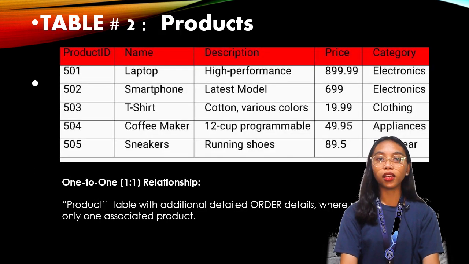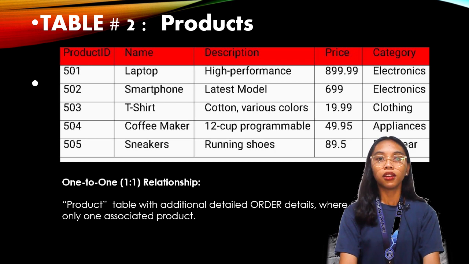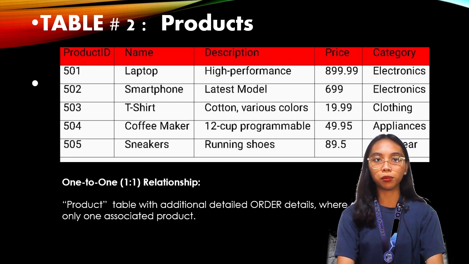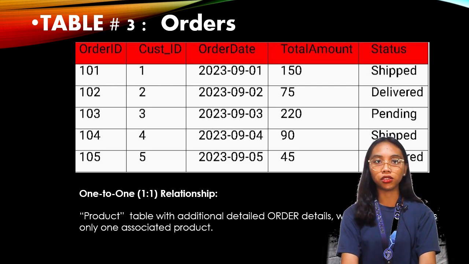For table 2, it has 1-to-1 relationship. Product table with additional detail order details which each order has only one associated product. For table 3, it also has 1-to-1 relationship. Product table with additional detailed order details where each order has only one associated product.